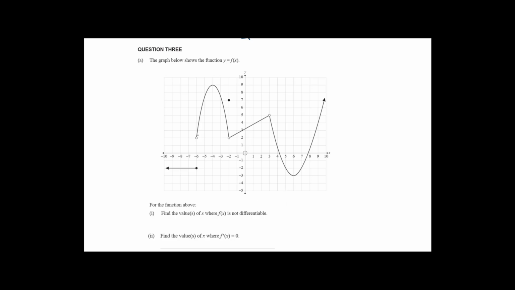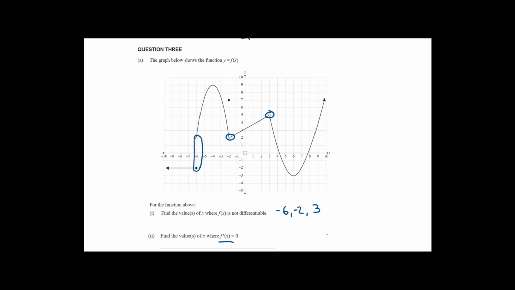Well, it's not differentiable here, because if we approach it from the right and the left, we get a different answer. So x equals negative 6 is one of the answers. The other place where it's not differentiable is here, because it's in two different places. So negative 2 is the other one. And then there is a gap here, and you can't differentiate something that doesn't exist. So 3 would be the answer there.